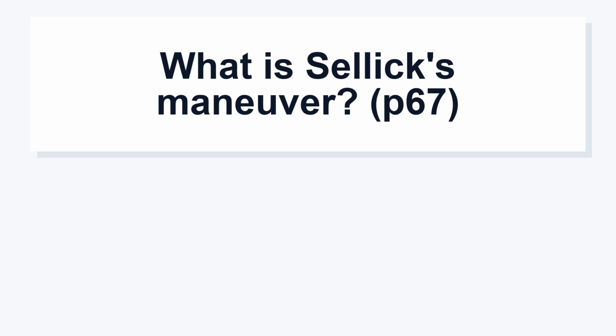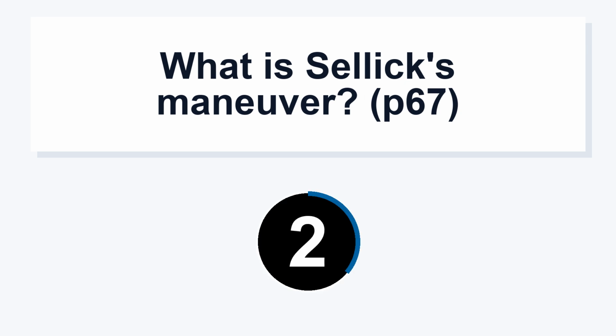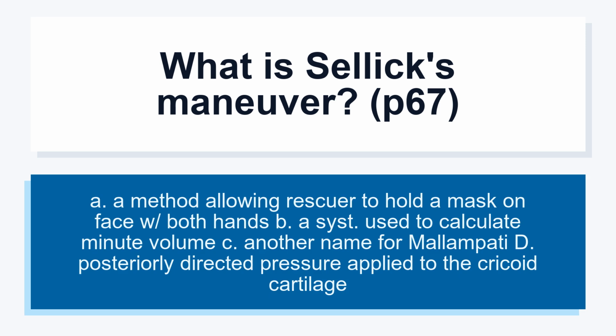What is Sellick's maneuver? A. A method allowing rescuer to hold a mask on face with both hands. B. A system used to calculate minute volume. C. Another name for Mallampati. D. Posteriorly directed pressure applied to the cricoid cartilage.